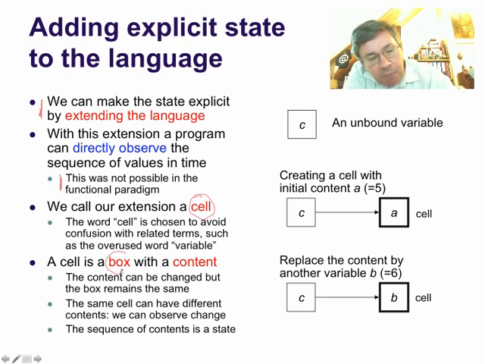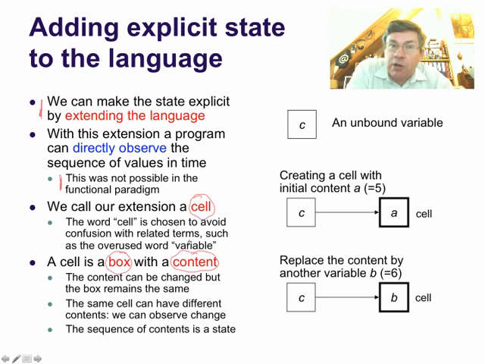So a cell is a box with a content. The content can be changed, replaced by another content, but the box remains the same. So the same cell can have different contents. We can observe then the change by looking inside the cell, and the sequence of contents is a state.